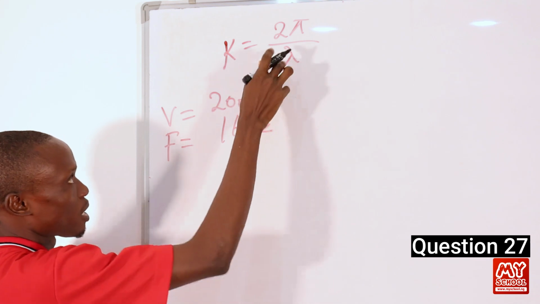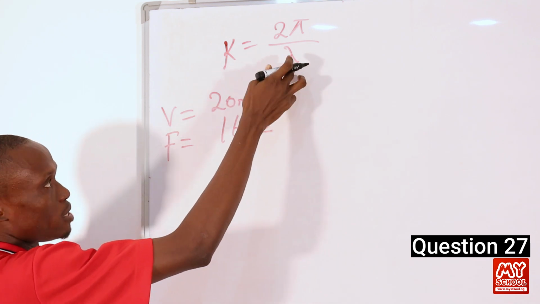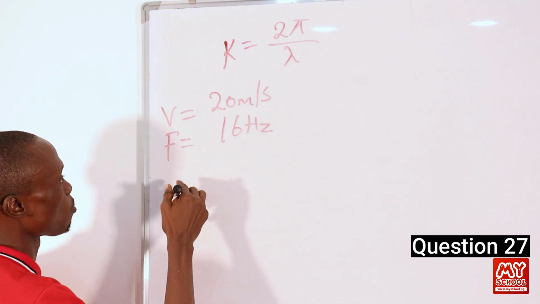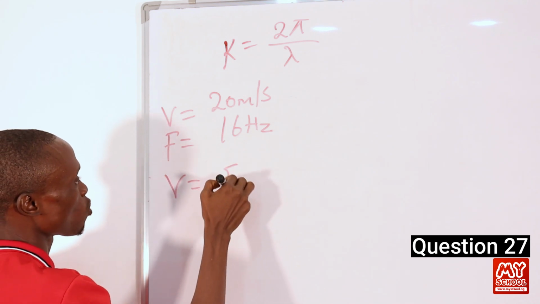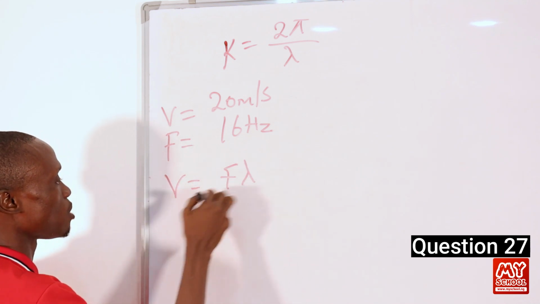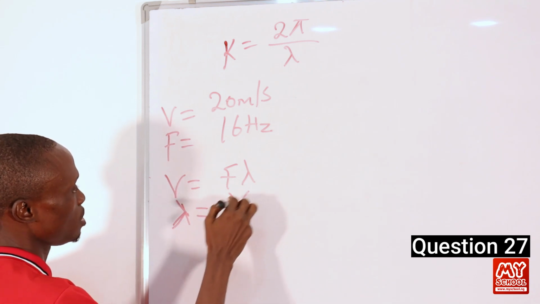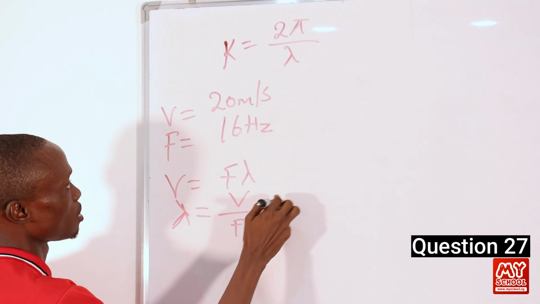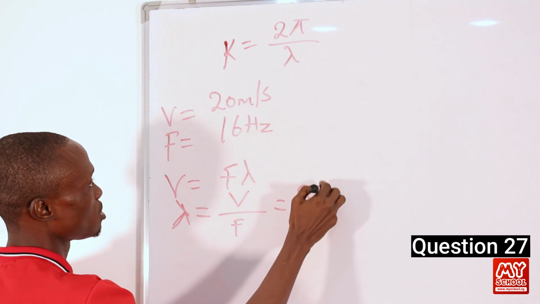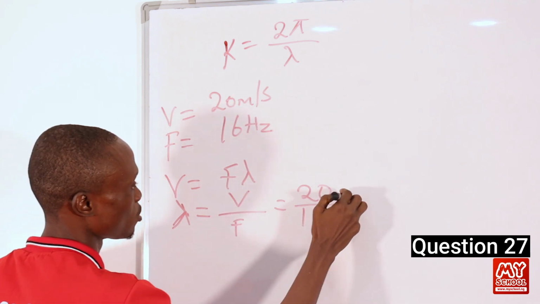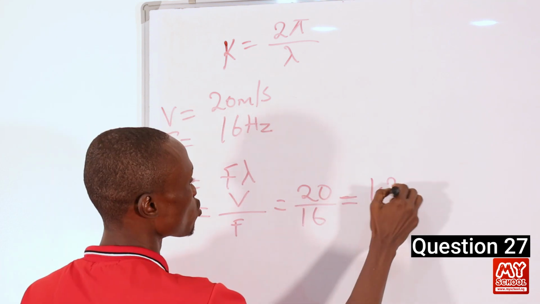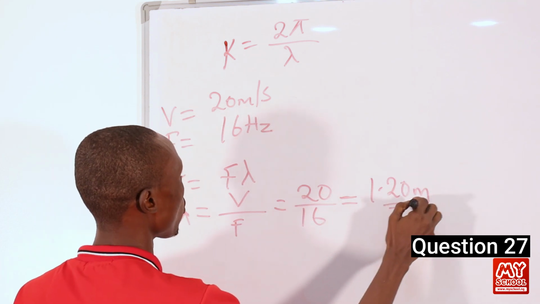So from there we can calculate the wavelength, which is not given to us in the question, but we know that V is equal to frequency times wavelength. So we can make wavelength the subject of the formula, so that wavelength is equal to speed divided by frequency. So we put in our values, that will be 20 divided by 16. So this will be equal to 1.20 meter for wavelength.